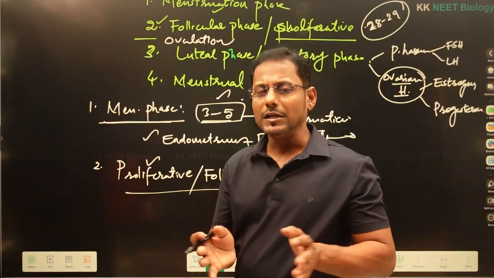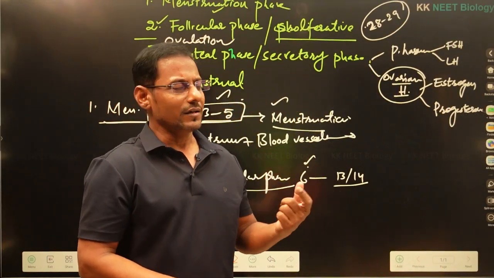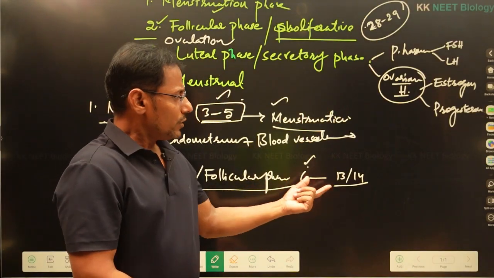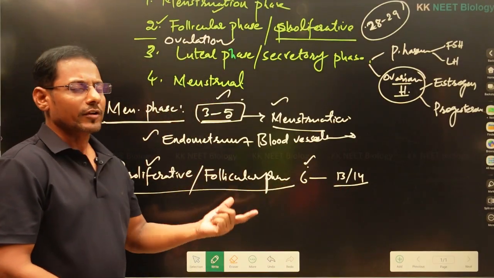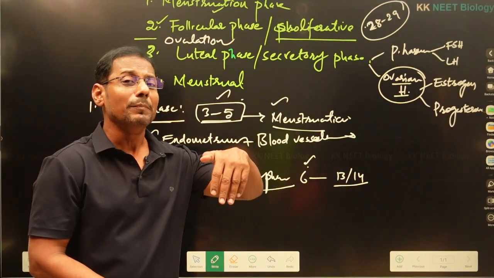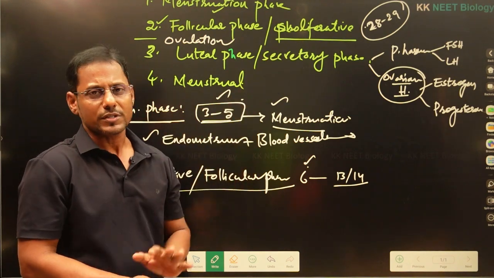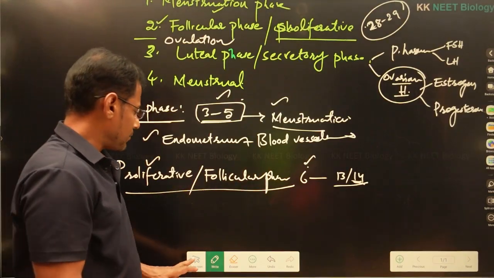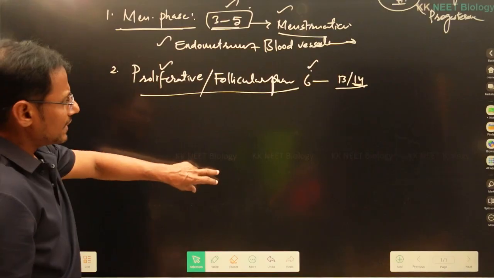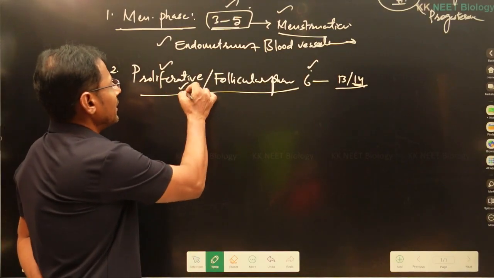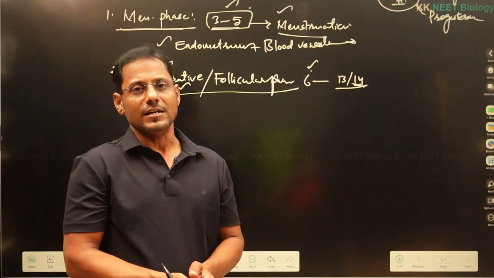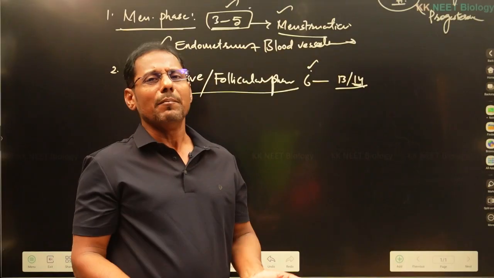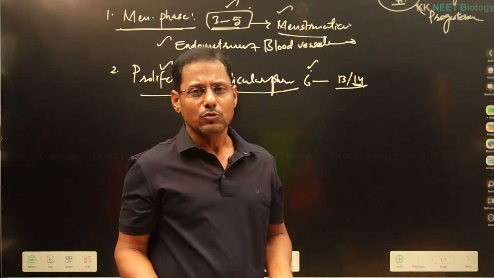So these cyclic changes take place over 28 to 29 days, right? Here the proliferative or follicular phase generally takes place up to the mid days of the menstrual cycle. That means up to the 13th or 14th day. What happens in the proliferative phase? The name itself suggests it: proliferative means it is becoming bigger in size, or the amount or number is going to be increased.